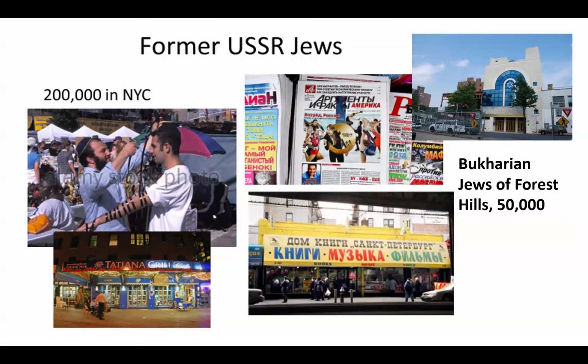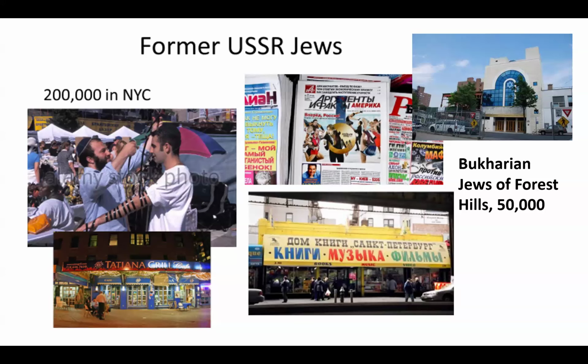Another big wave of Jews came to Brooklyn, as well as to Queens, with the collapse of the Soviet Union. Some 200,000 Jews fled Eastern Europe, the former communist countries, predominantly Russia, and especially from Central Asia. Most people don't even know about the very wealthy, culturally wealthy and famous Jewish communities of Uzbekistan, the famous Bukharian Jews. They settled in Forest Hills in their own community.